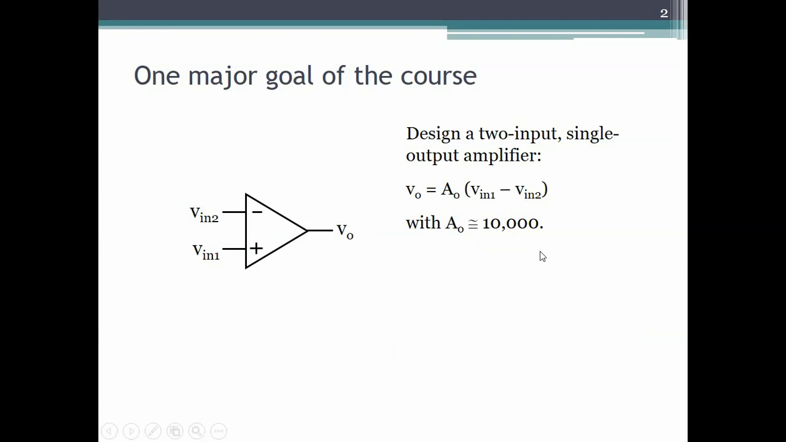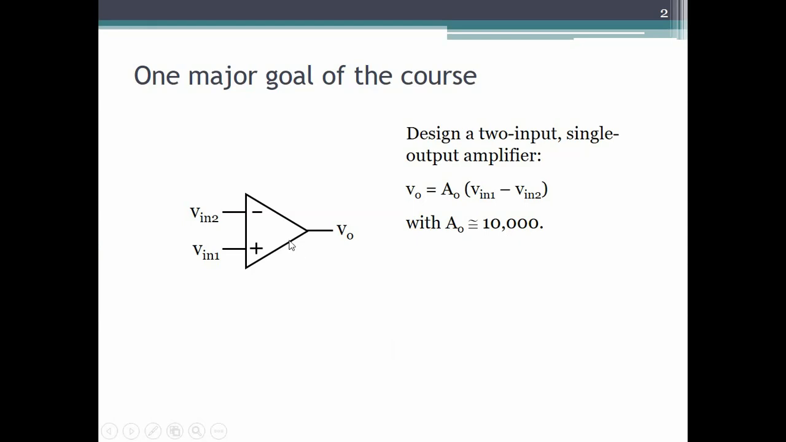To begin with, one major goal which we'll keep in mind as we go through more and more circuits and various amplifier configurations is that by the end of this course, we want to design an amplifier that has a gain of about 10,000. Alright, this is our goal. This is one of the major goals of this course.